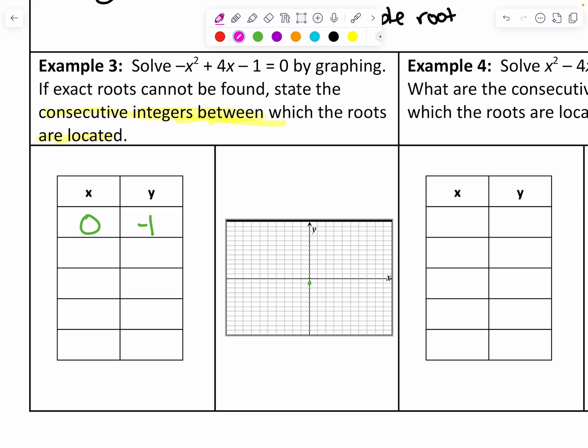Okay, my vertex is -b over 2 times a. So that's going to give me a 2. Plugging this 2 in. Okay, 2 squared is 4, but that negative makes it a -4 plus 8 minus 1 gives me 4 minus 1, which is 3.